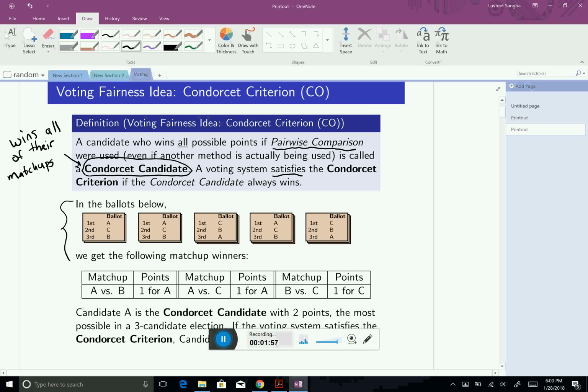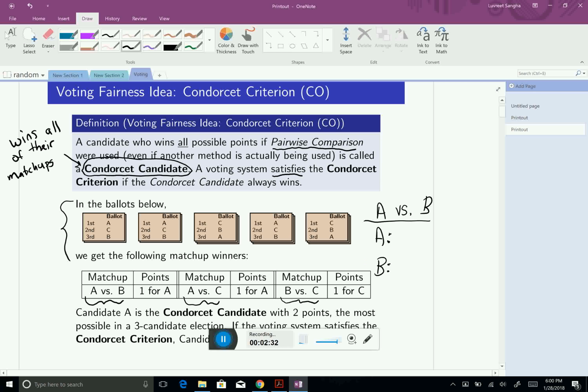and we consider the matchups between each pair of people. There's three candidates here, and there's a matchup between A and B, a matchup between A and C, and a matchup between B and C. I'm going to look at one of these matchups closely, just to review how we determine the winner. So if I look at the matchup of A versus B, we have to count the number of people who rank A higher and the number of people who rank B higher.